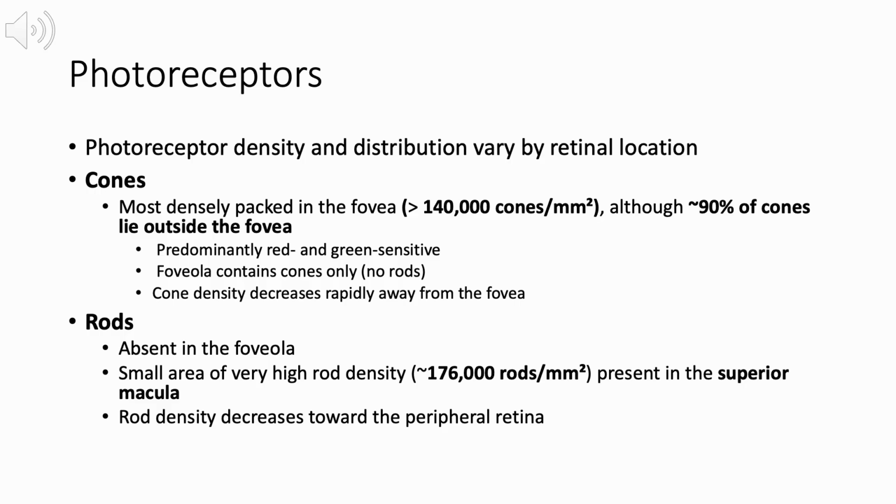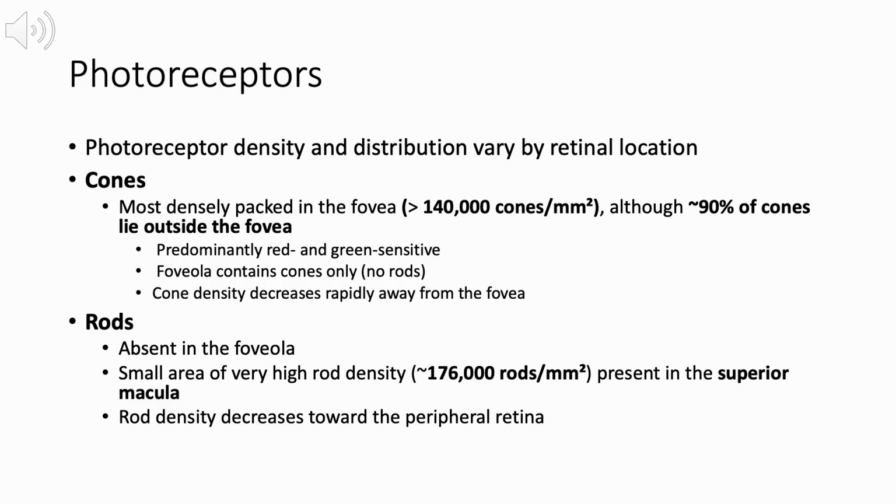Despite this high central concentration, approximately 90% of all cones are located outside the fovea. Cones are predominantly red and green sensitive. Within the foveola, cones are the only photoreceptors present, with an absence of rods. Moving away from the fovea, cone density decreases rapidly. In contrast, rods are absent in the foveola.